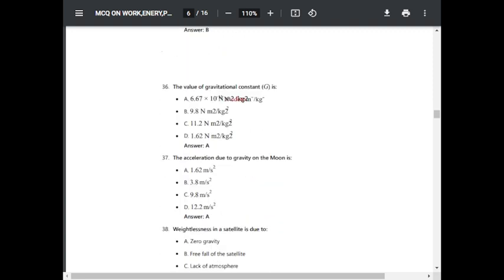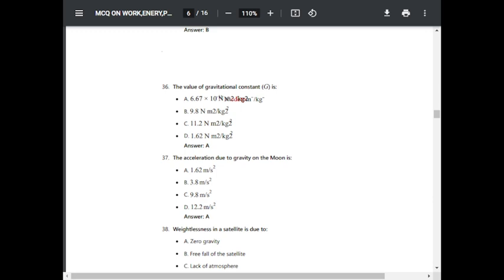Question number 36. The value of gravitational constant G is, A, 6.67 into 10 raised to power minus 11 Newton meter square per kg square. B, 9.8 Newton meter square per kg square. C, 11.2 Newton meter square per kg square. D, 1.62 Newton meter square per kg square. Option A is correct. G is equal to 6.67 into 10 raised to power minus 11 Newton meter square per kg square.